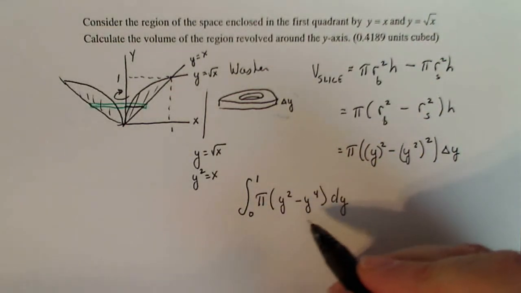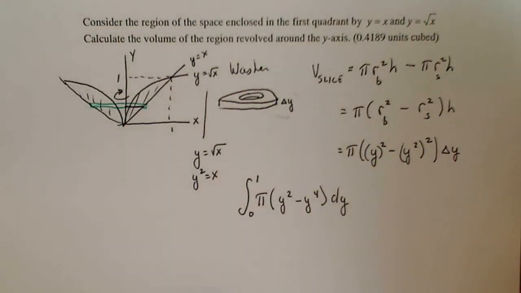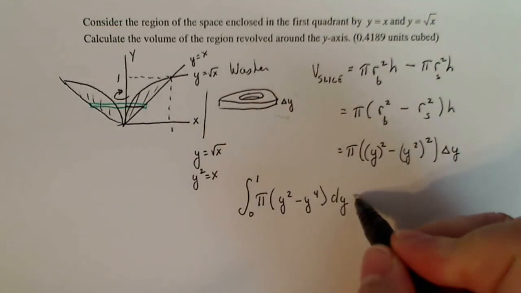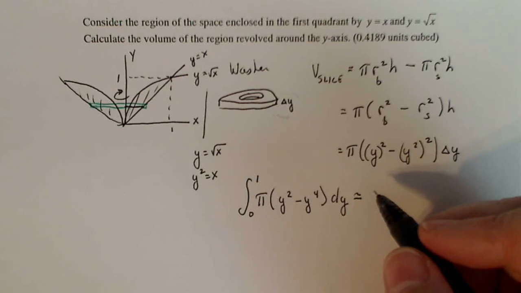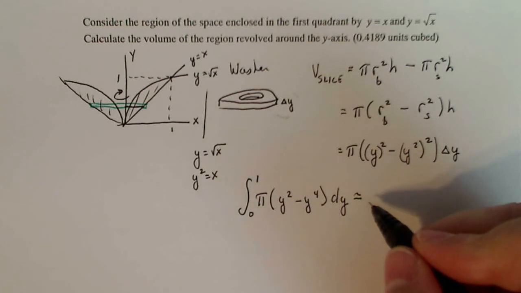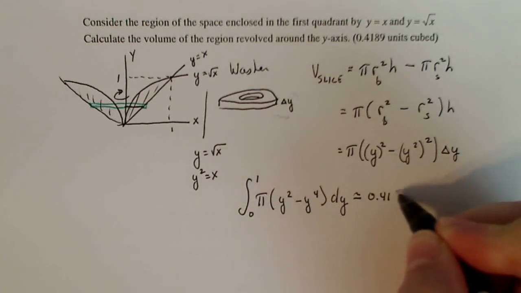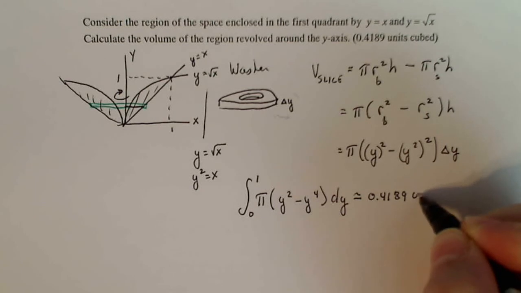And again, this is very easy to integrate. So go ahead and do it. Pause the machine, do it, and then see if you come up with the number 0.4189 cubic units.